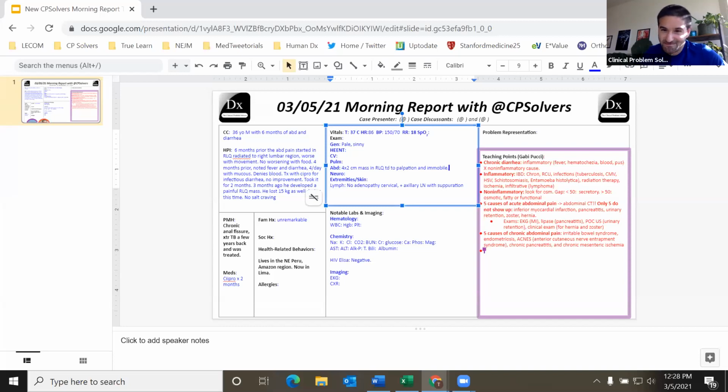All right, Rez, you're up. All right. I actually have zero to add. I will just say lymphoma is another diagnostic possibility with a mass, GI involvement, and lymphadenopathy. Gabrielle, back to you, my friend.